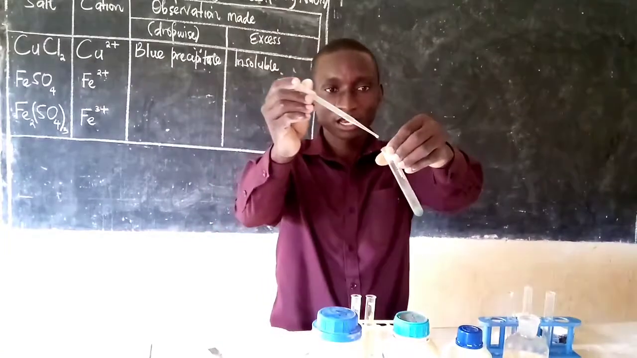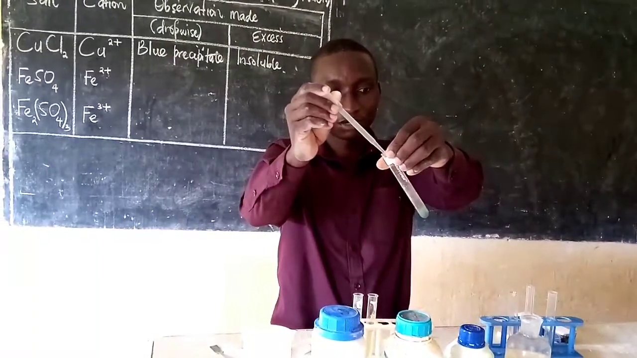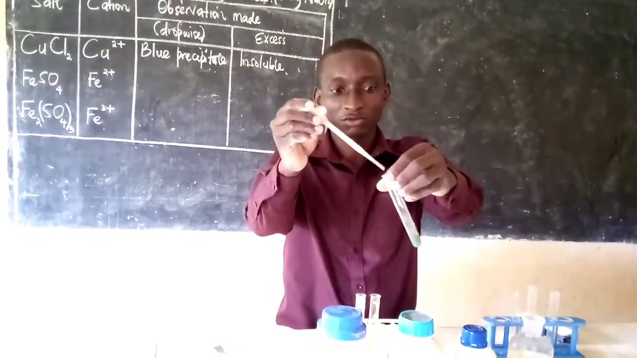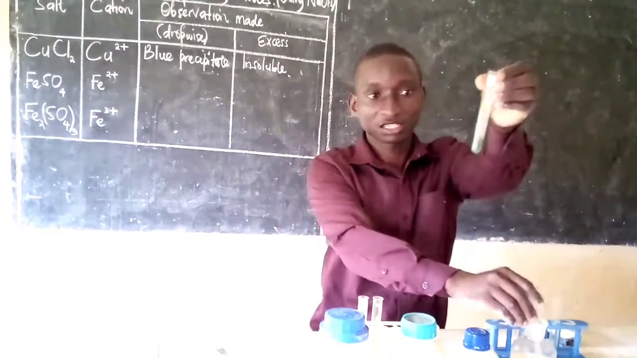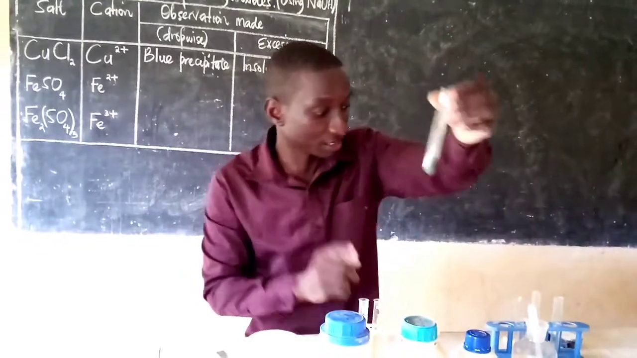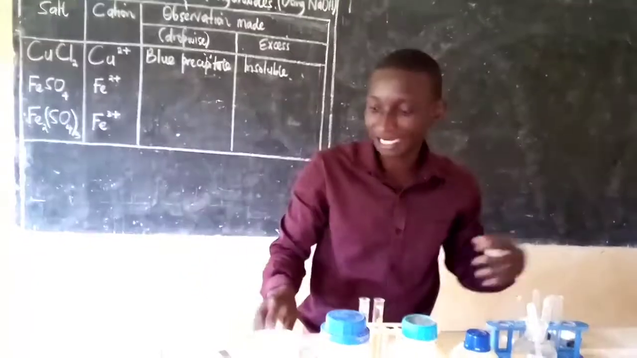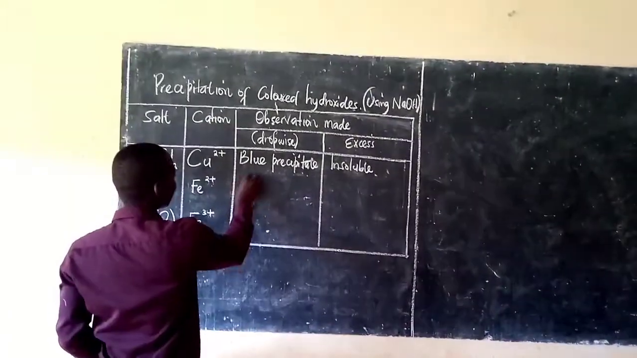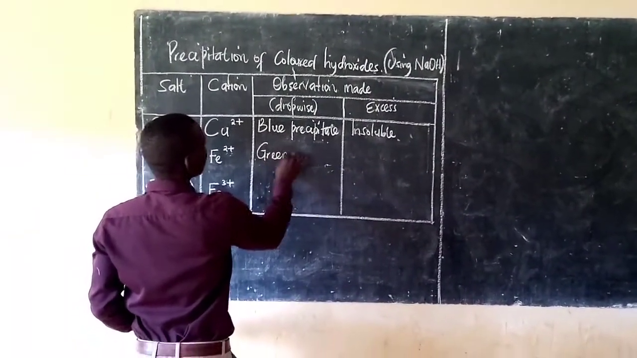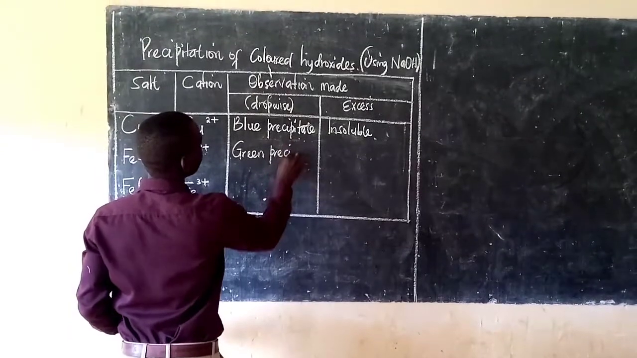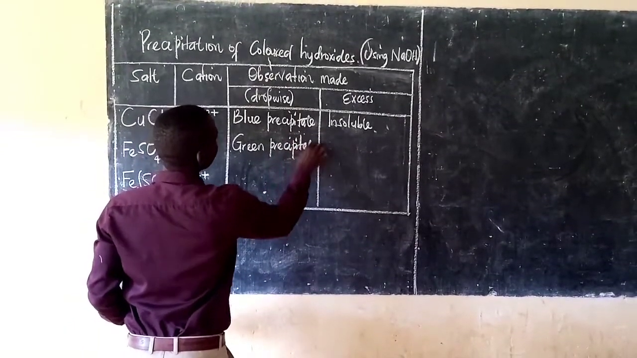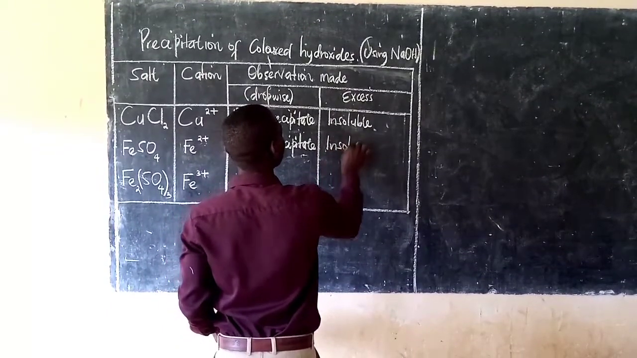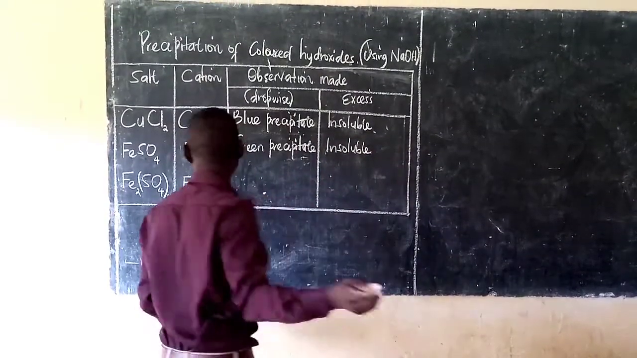So that is a precipitate that has been formed. When we try to add excess, nothing changes. That precipitate remains, but it is extremely dirty in color. So we report that this one gives a dirty green precipitate on dropwise addition. But even in the excess, it is insoluble, from what we have seen.